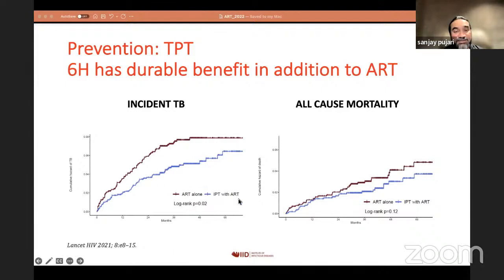And this data recently shows that the benefit can go up to 5 years and has a non-statistically significant trend in improving mortality. So it's important to initiate 6 months of INH, which has shown to have a durable benefit along with antiretroviral treatment to reduce the residual TB burden amongst patients on ART.